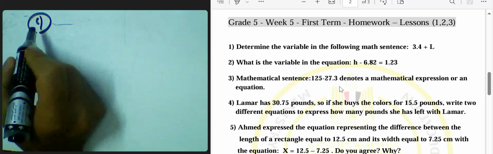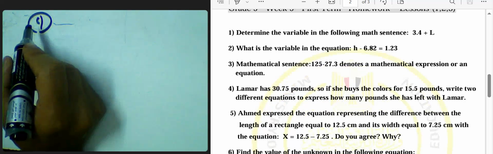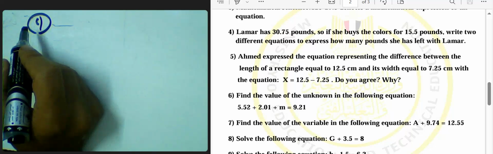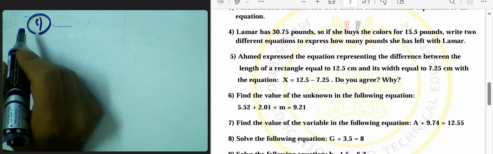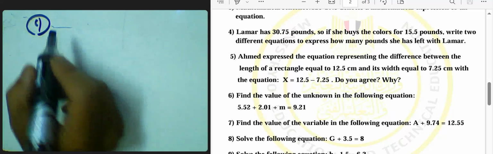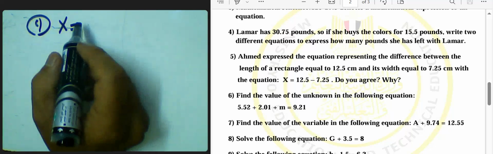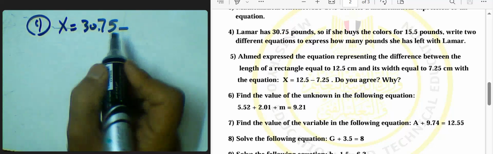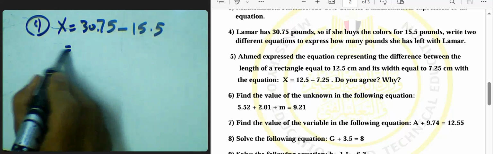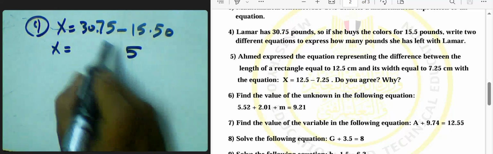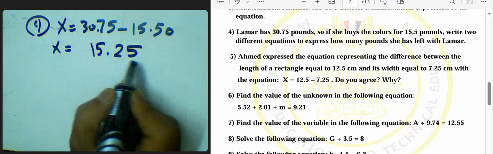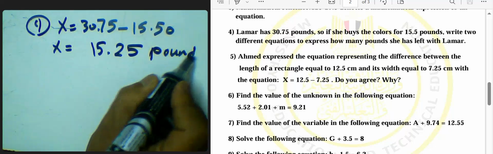Question number 4. Lamar has 30 and 7,500 pounds. If she pays for the color 15.5 pounds, write two different equations to express how many pounds she has left. I want you to find the remainder for Lamar, so I tell him x equal the difference between two numbers, 30 and 7,500 subtract by 15.5. So we can write 0, 5 minus 0, 5, 7 minus 5, 2, 30 minus 15 will be 15. This result will be 15 and 25 pounds.